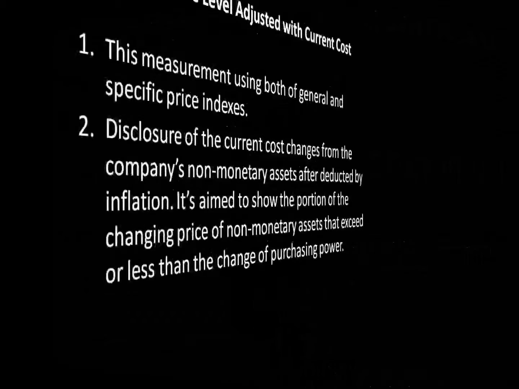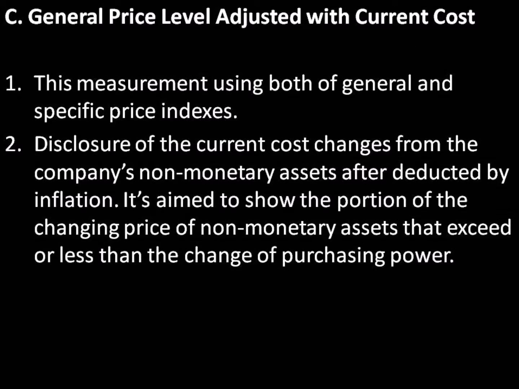C. General price level with current cost. Number 1. This measurement uses both general and specific price indexes. Number 2. Disclosure of the current cost change of the company's non-monetary assets after deducting inflation. It aims to show the portion of the changing price of non-monetary assets that exceeds or falls below the change of purchasing power.